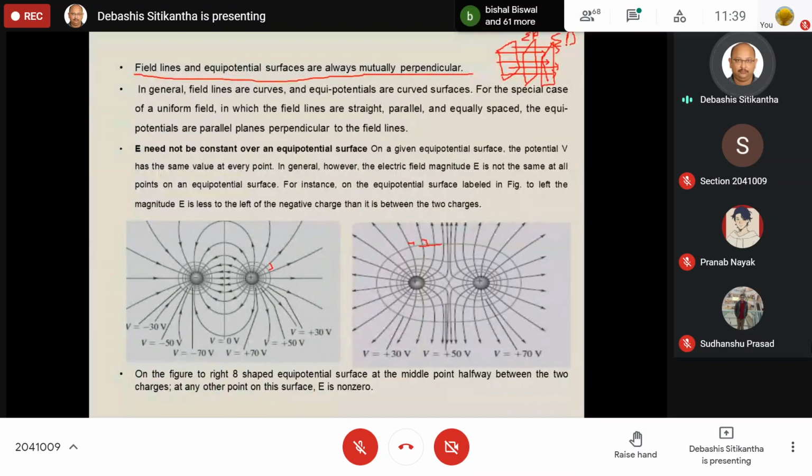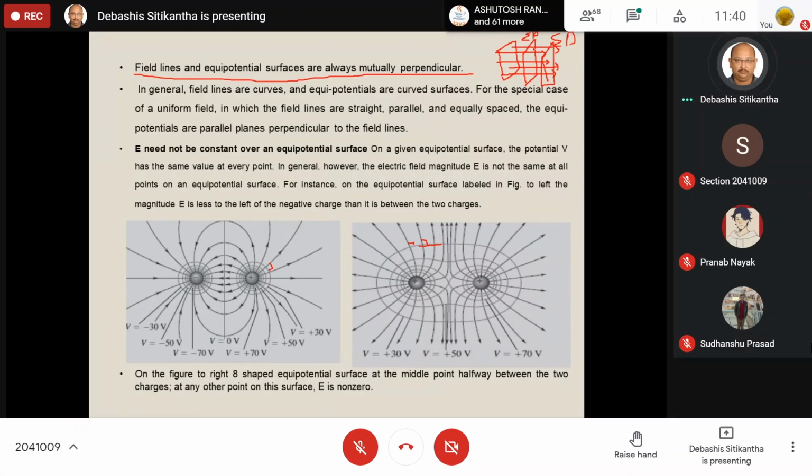But over here you are seeing they are curves, and these curves may not be parallel to each other. But over here, in case of a uniform electric field, the equipotential surfaces will always be parallel to each other, and moreover, they are going to be perpendicular to the electric field lines. I hope everybody has understood. This is a very simple thing.